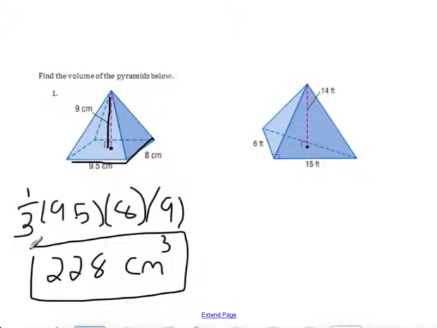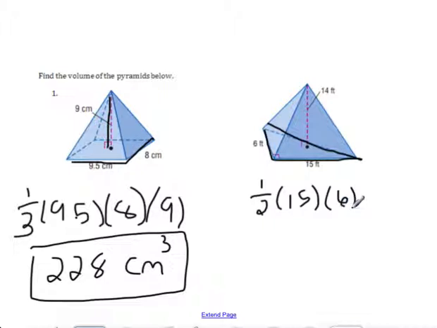Let's take a look at number 2. For number 2, we have a pyramid, okay? Notice that our base is a triangle. So before I go any further, I want to calculate the area of the base of my triangle. So I'm going to do 1/2 the base of the triangle times the height. So we're going to do 1/2 times 15 times 6, and that's going to give us 45. So 45 is the area of the base.